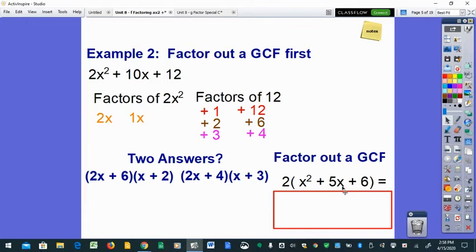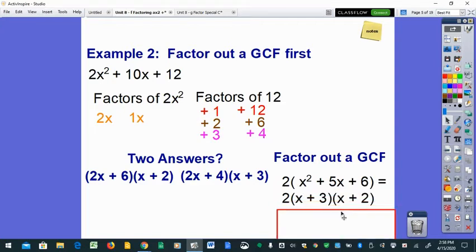So when you factored this one, you needed 2 numbers that multiply to positive 6, and notice this plus, so they're both going to be positive. So I'm thinking either 1 and 6 or 2 and 3. Which pair adds to 5? The 2 and the 3. And here is my final factorization.